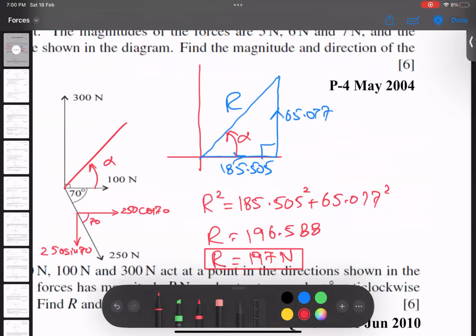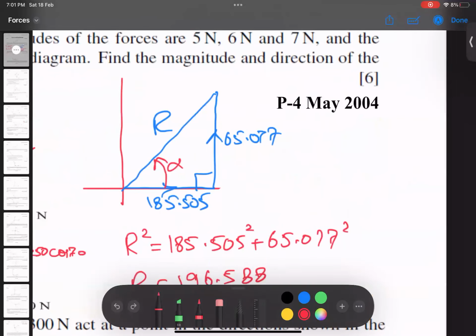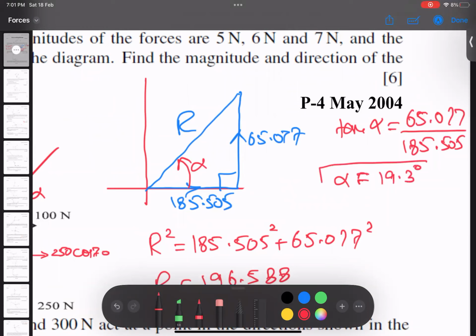Let's see how we can find alpha. I use simple opposite over adjacent, tan alpha equals 65.077 divided by 185.505. Finding alpha, tan inverse of 65.077 divided by 185.505, the answer is coming 19.3 degrees, the alpha value. So I hope the point is very, very clear. Alhamdulillahi Rabbil Alameen.